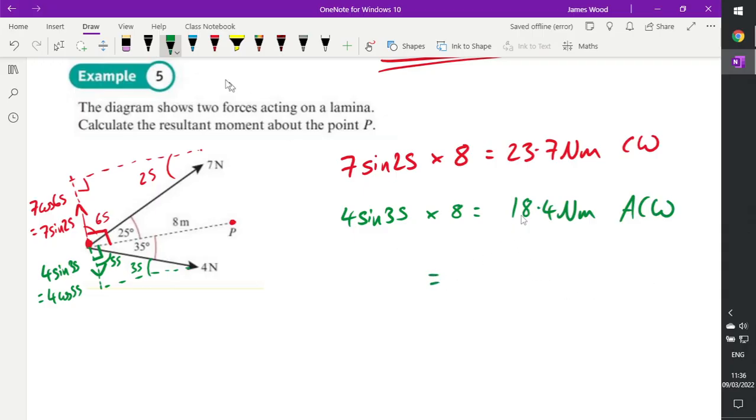So in total, we are going clockwise with 23.7 minus 18.4. So that's 5.3 newton meters clockwise.